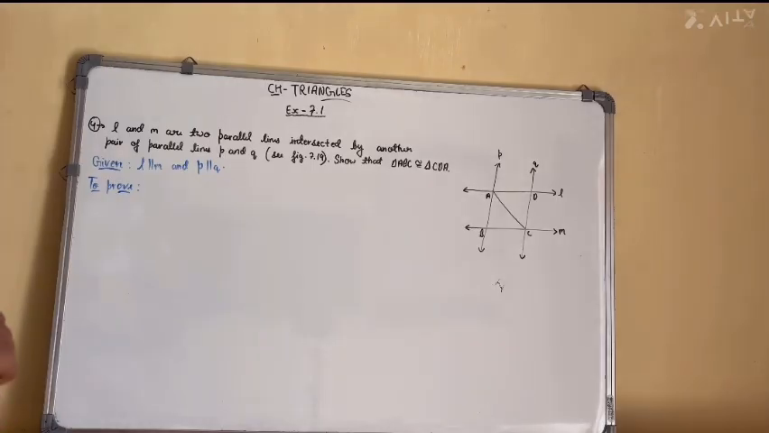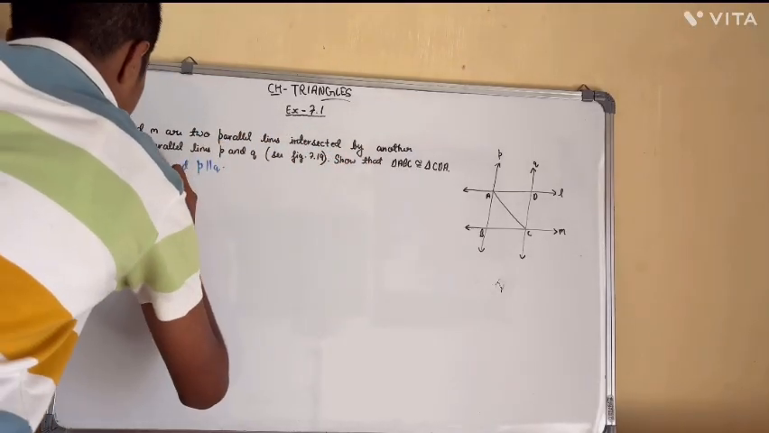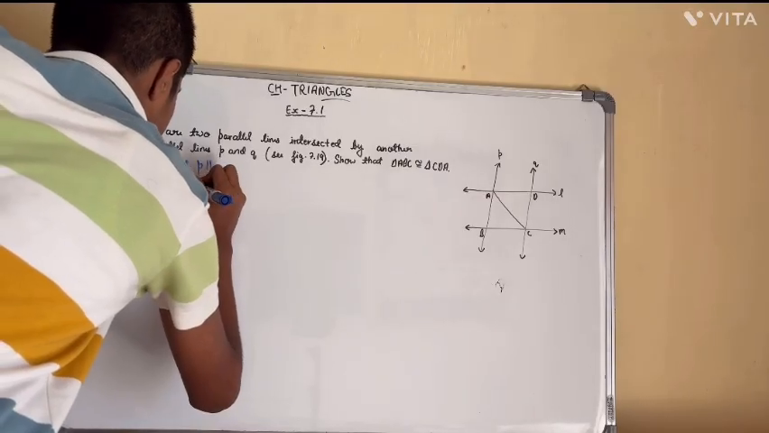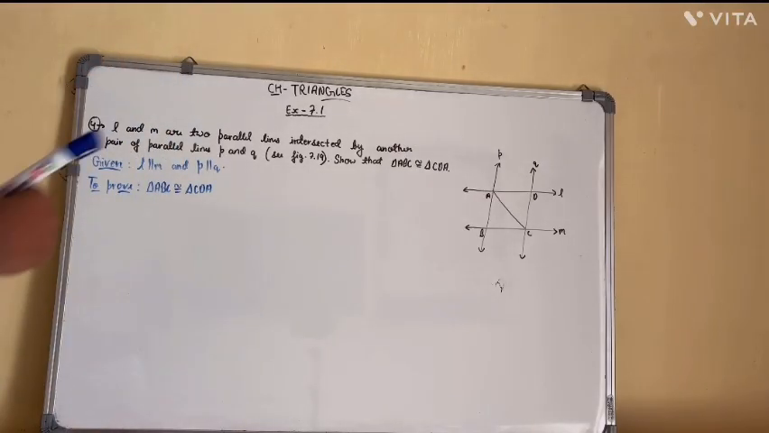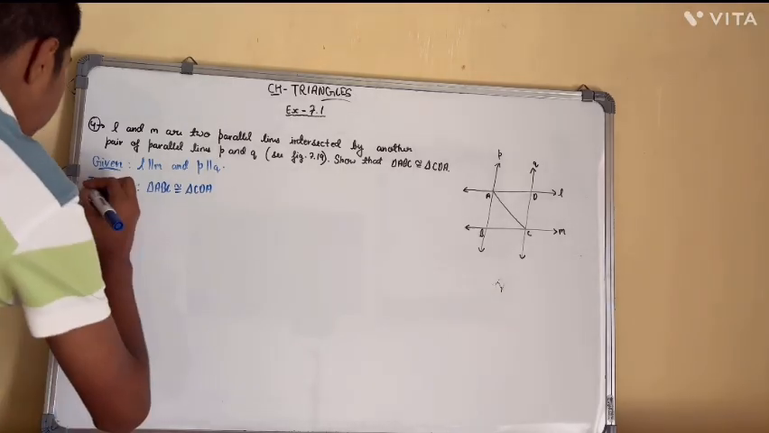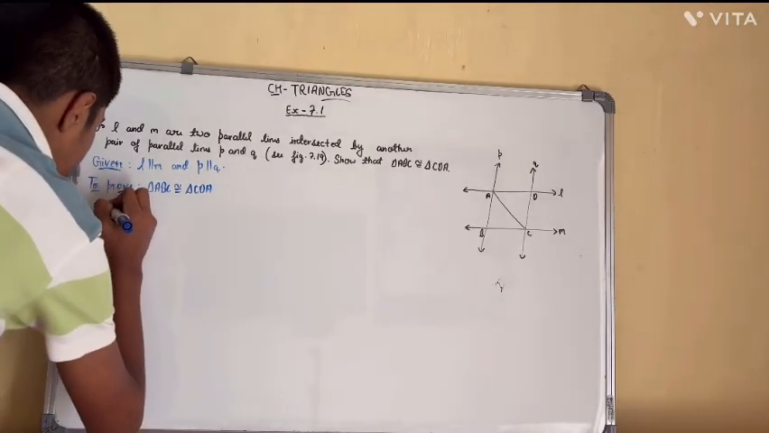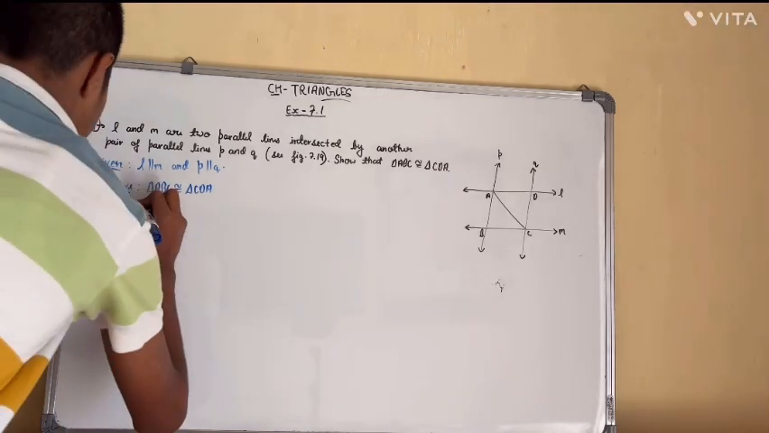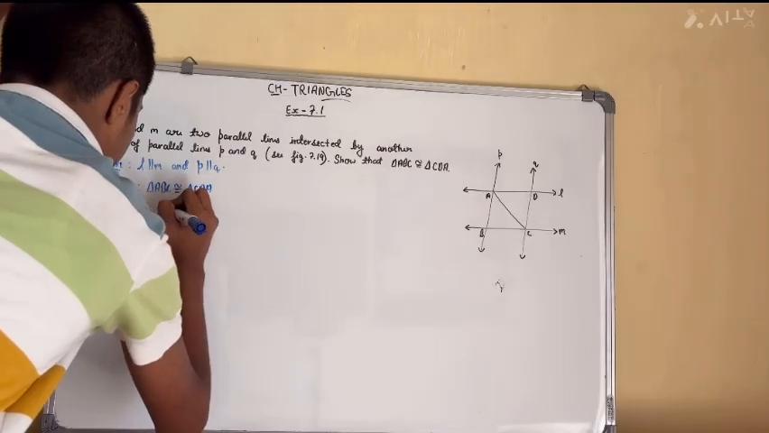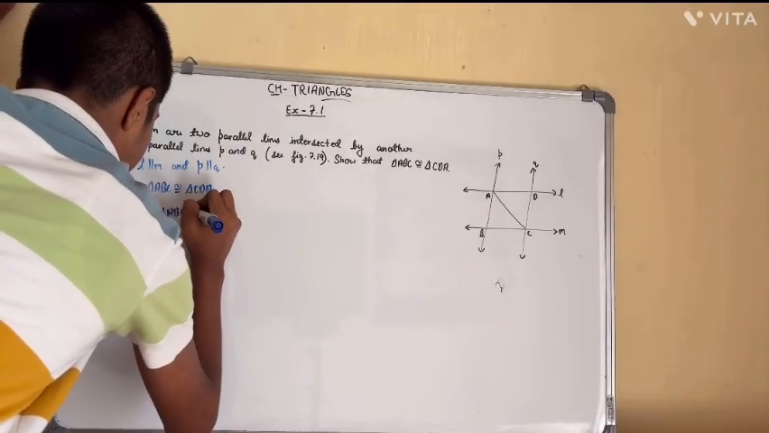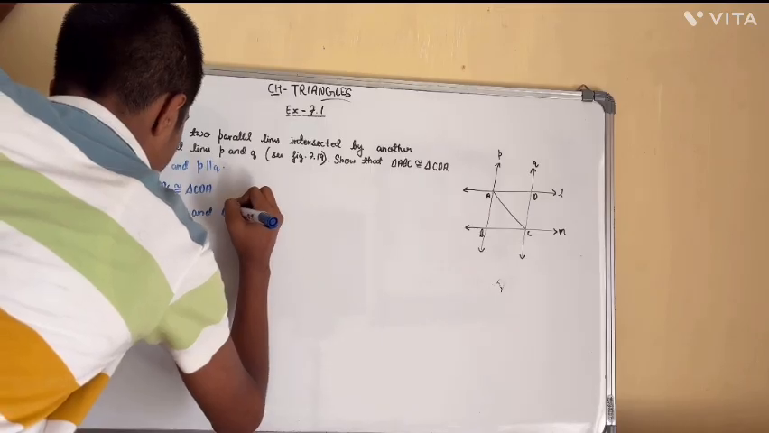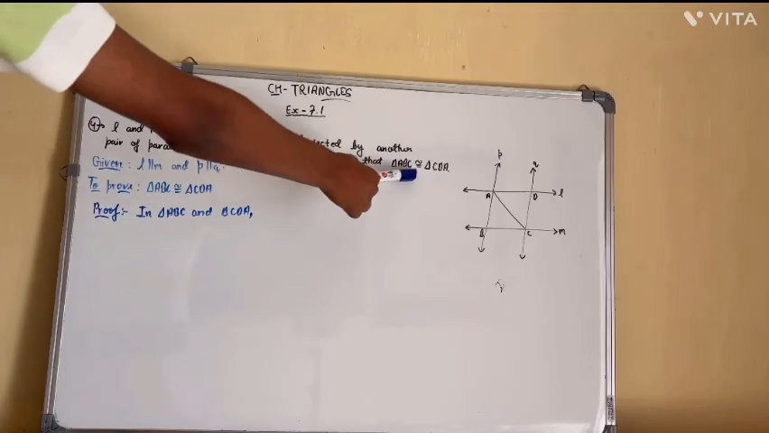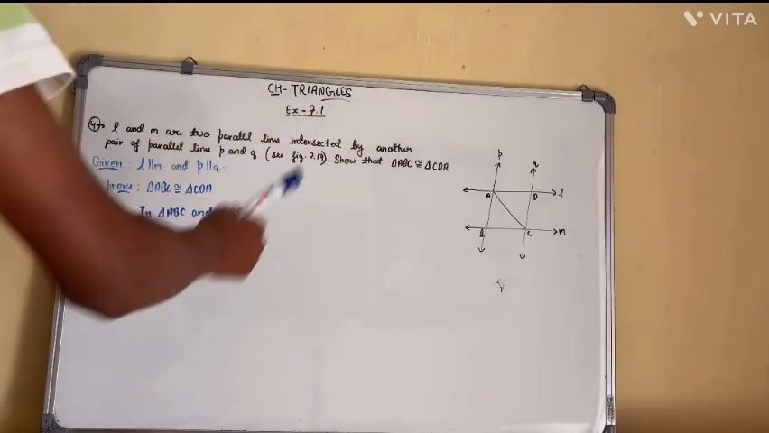To prove, we have to prove that triangle ABC is congruent to triangle CDA. Okay, this we have to prove. Now we are coming to the proof. So firstly you can see in triangle ABC and triangle CDA, what we can say is that these two triangles are congruent.